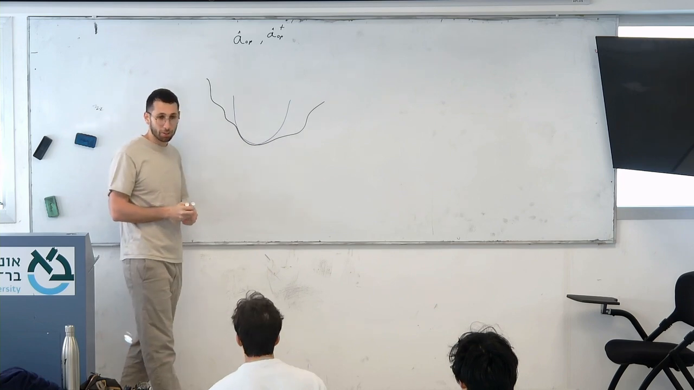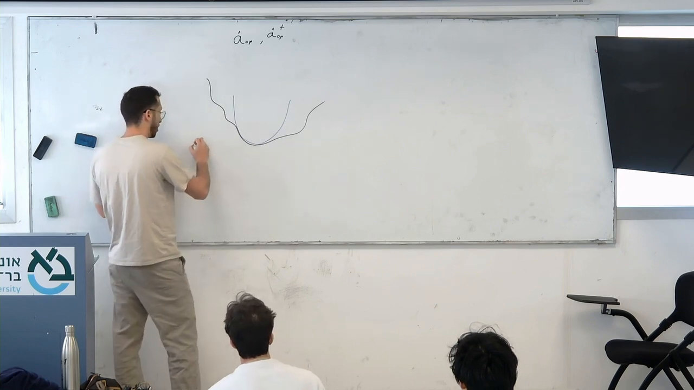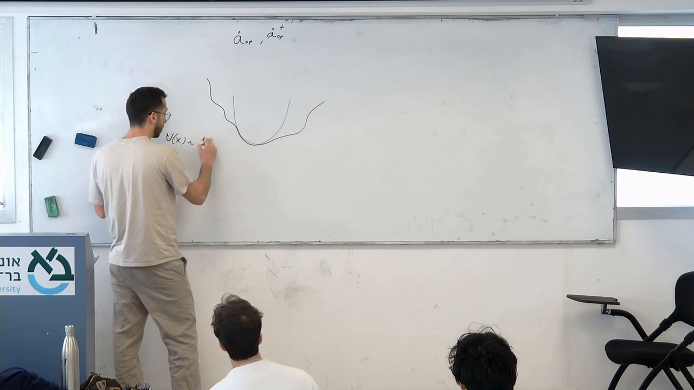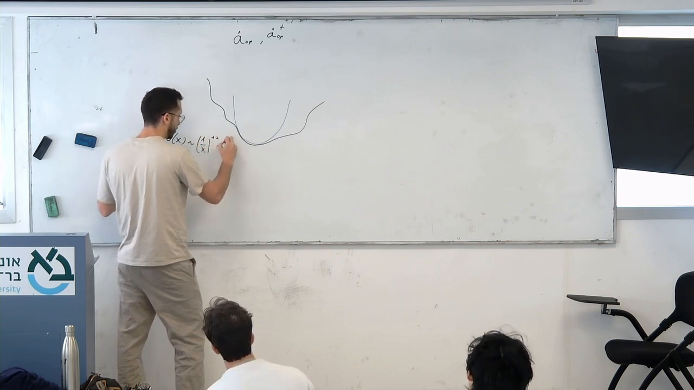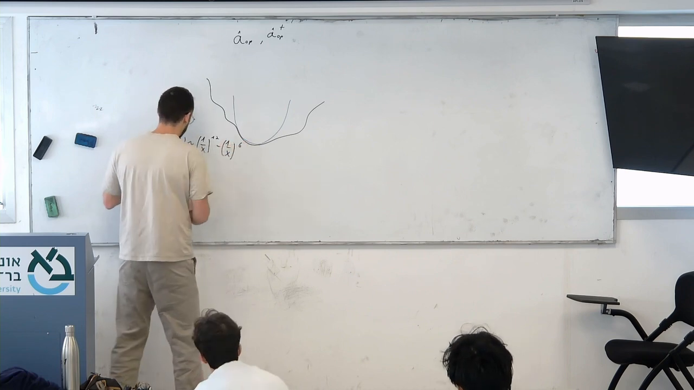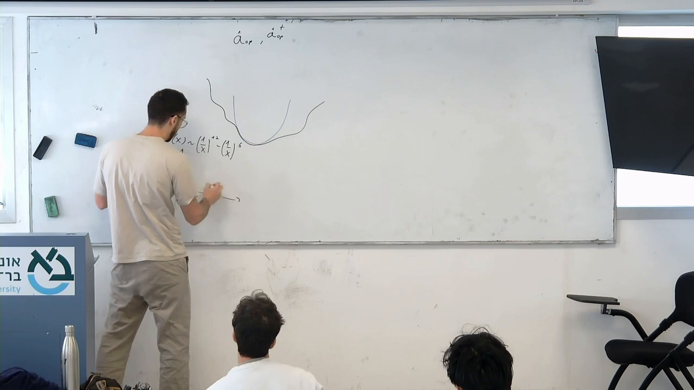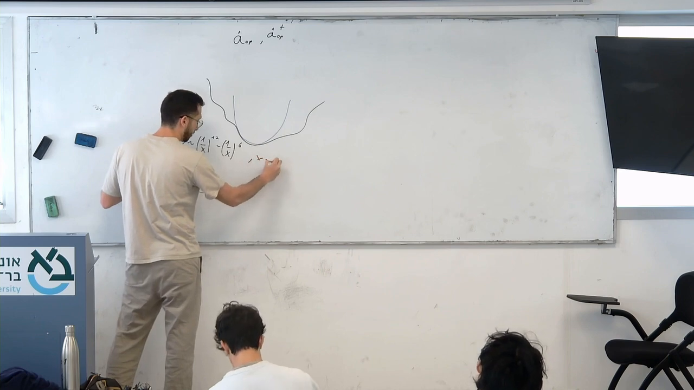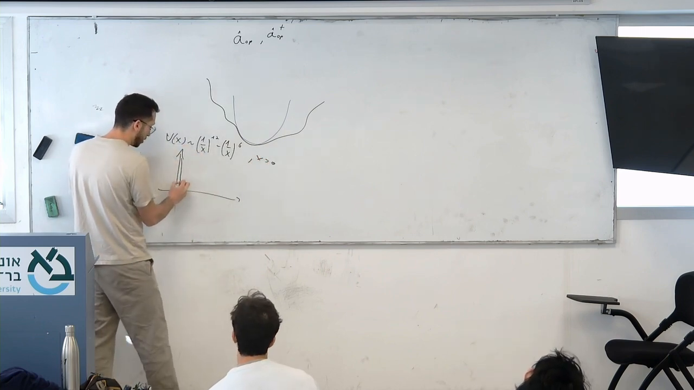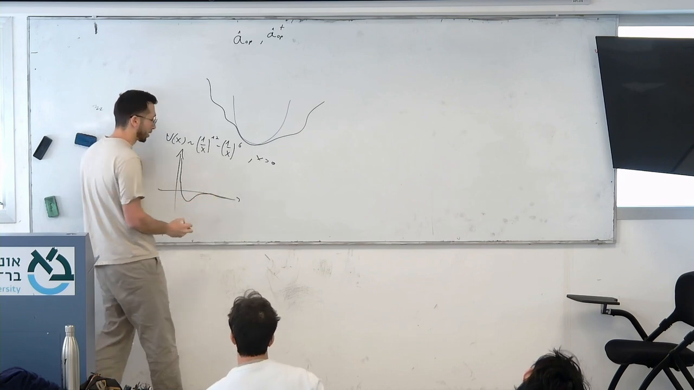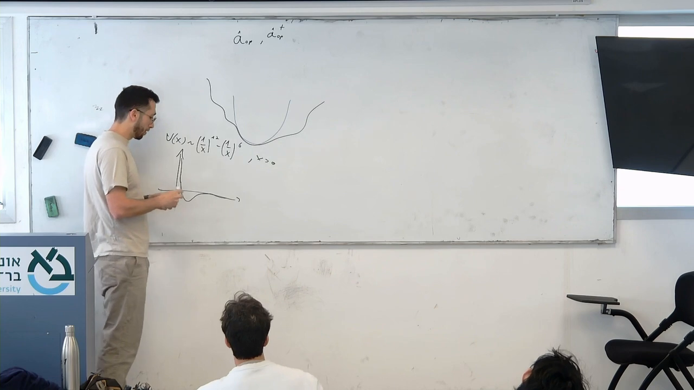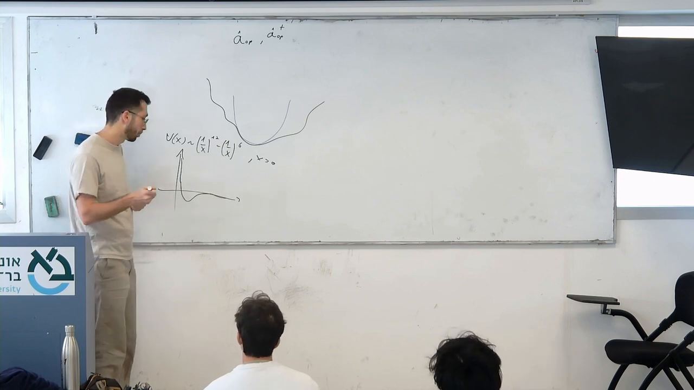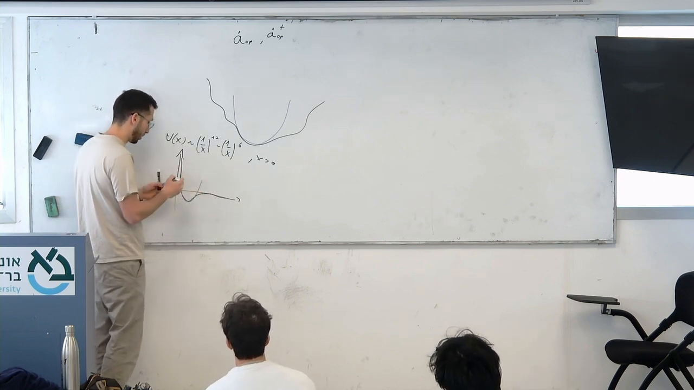This is similar to what we did in the previous lecture when we had some potential that was something like 1 over x to the 12 minus 1 over x to the 6. It looks something like this, diverging. Let's do it for x positive. So it was diverging and then coming slowly back to 0. And we said, okay, this is not anywhere near to something which is harmonic or parabolic, but we can approximate it around its minima.